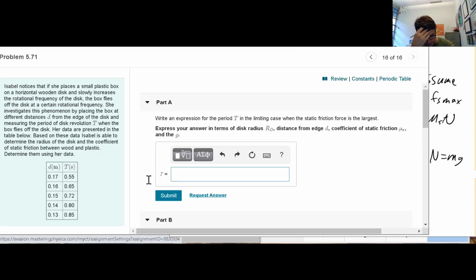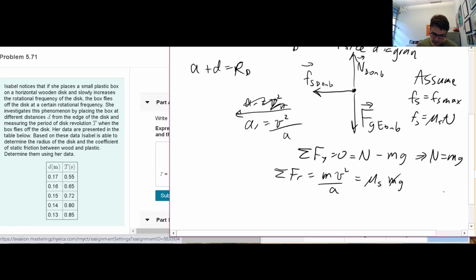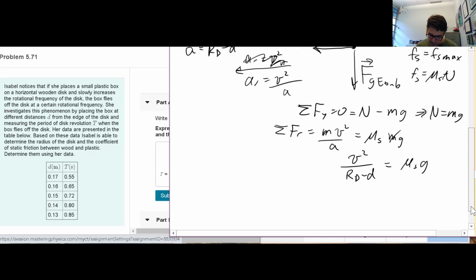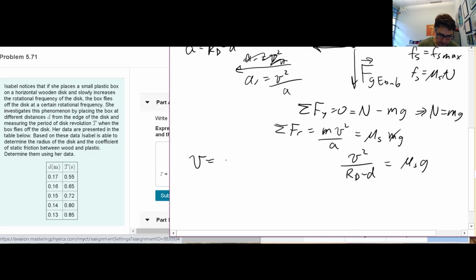So what are we trying to do here? We're trying to find the period. Okay, so v squared divided by, let's solve out for a. a is r sub d minus capital D, equal to mu sub s times g. And then the other thing that we know is that the speed is equal to the circumference, 2 pi times, I guess, this a, divided by the period.